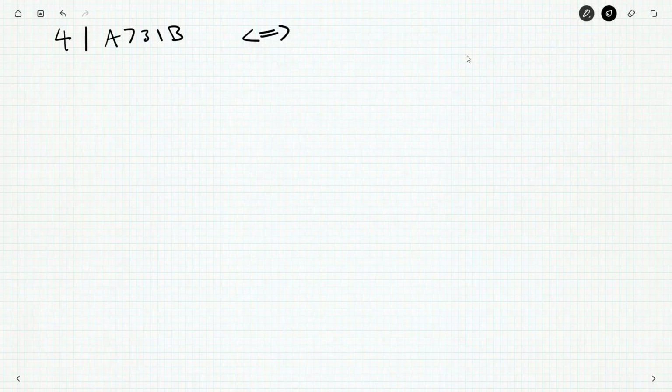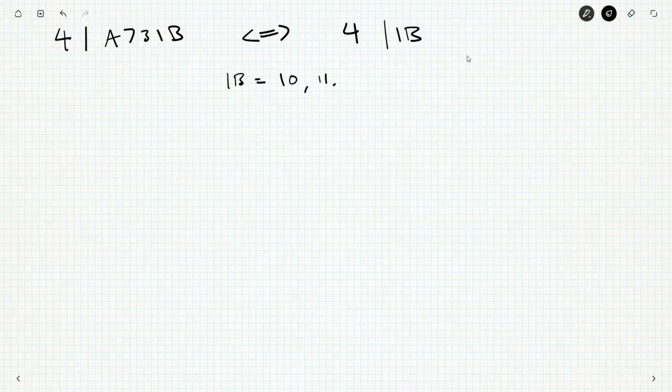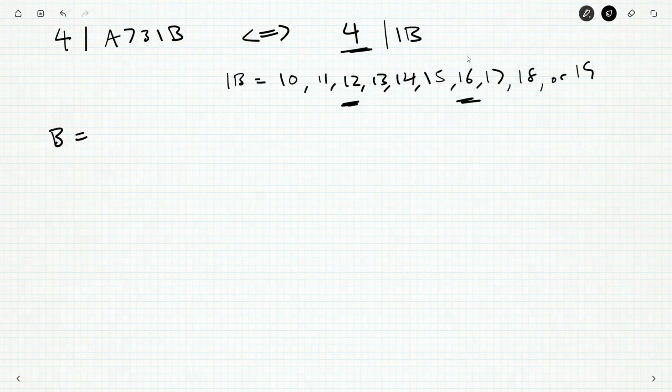And divisibility by 4 happens exactly when 4 divides 1B. Okay, so we could say, well, what are the multiples of 4 in this range or anything like that, but really we just list them out. 1B could be 10, 11, 12, 13, 14, 15, 16, 17, 18, or 19. But in terms of being divisible by 4, it's just 12 and 16 we worry about. So B is either 2 or 6.